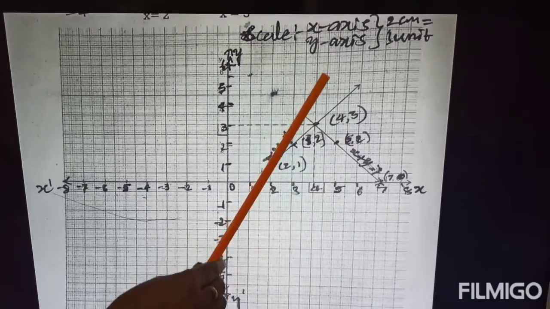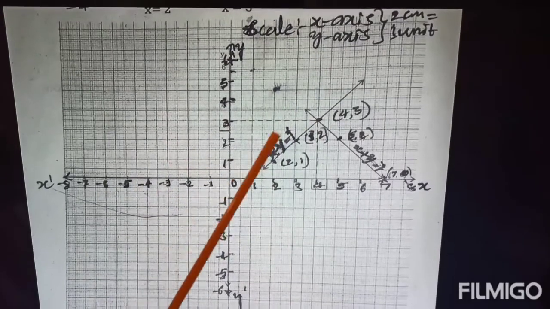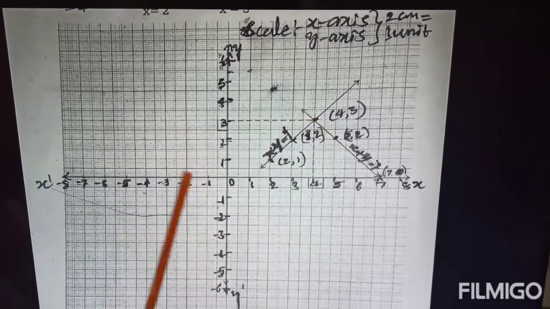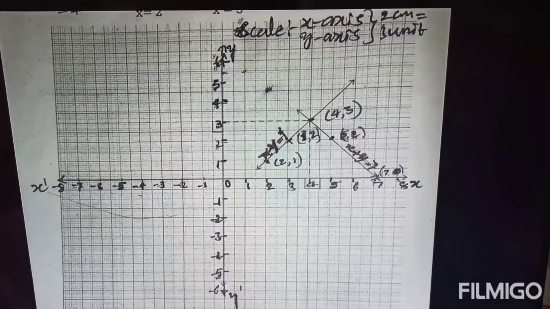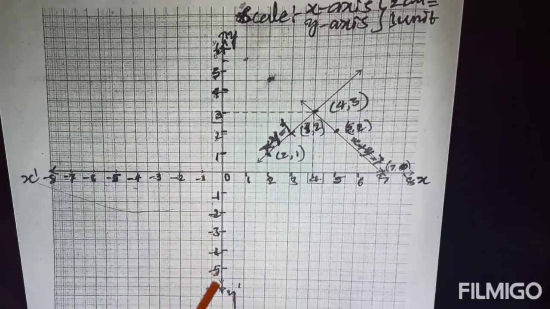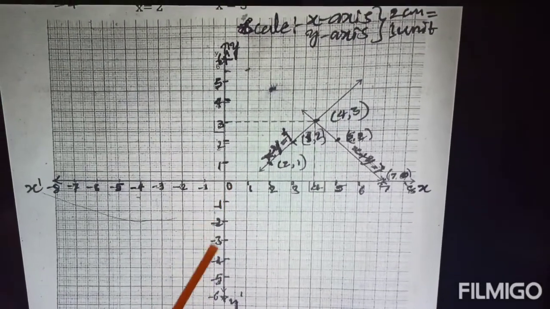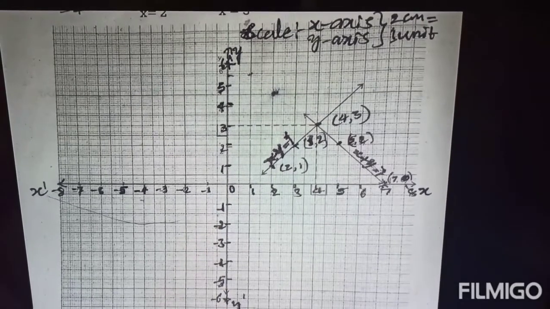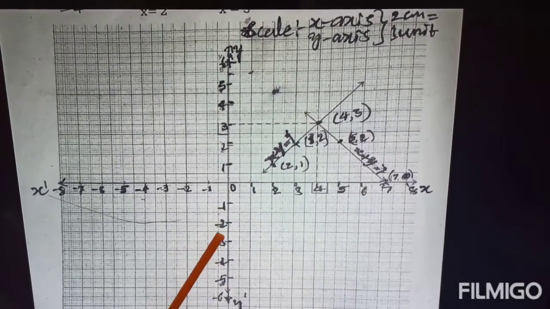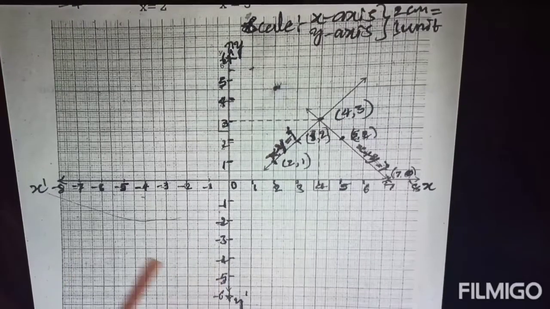That is not compulsory. Whatever your convenient scale is, you can take that. Here I took 2 centimeters equal to 1 unit. And downwards, from 0 downwards on the y-axis, -1, -2, -3, -4, -5, -6.